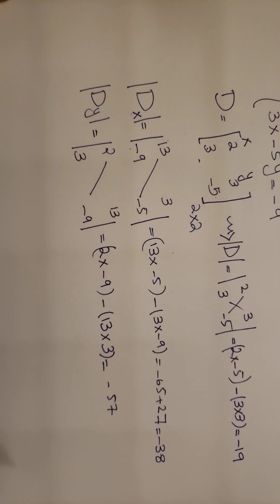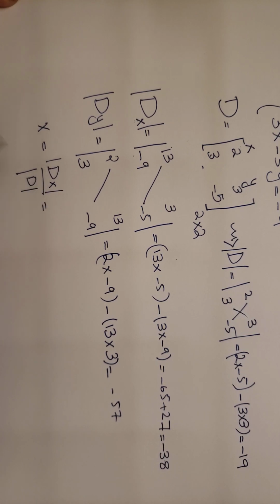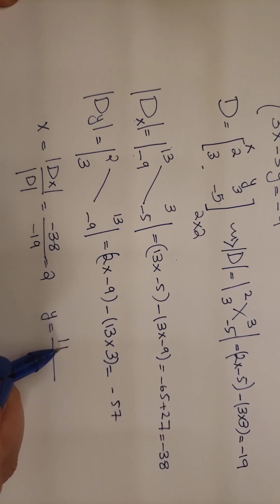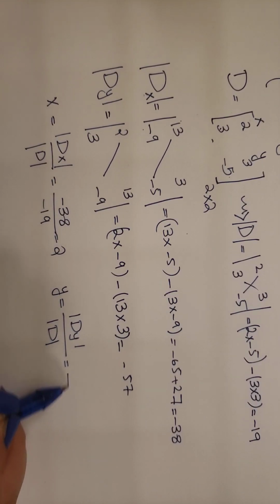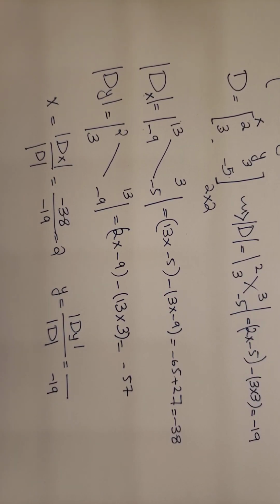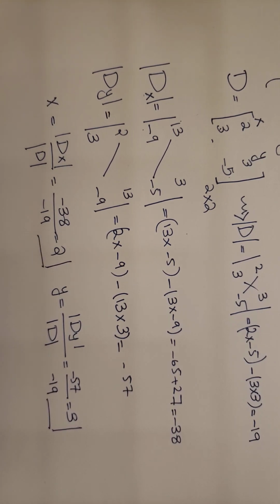So remember, x would be dx over D, and both are determinants. So dx over D would be negative 38 over negative 19, which is 2. And y would be the determinant of y over the determinant of D. So D is negative 19 and dy is negative 57, so the answer would be 3. So x is 2, and y is 3.